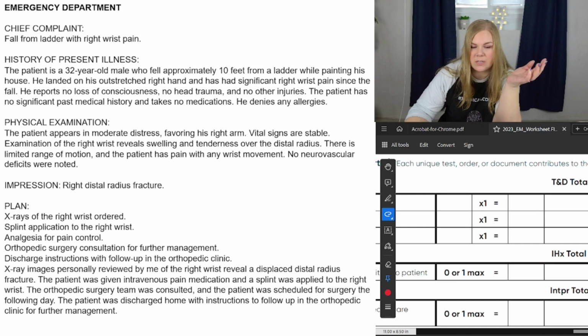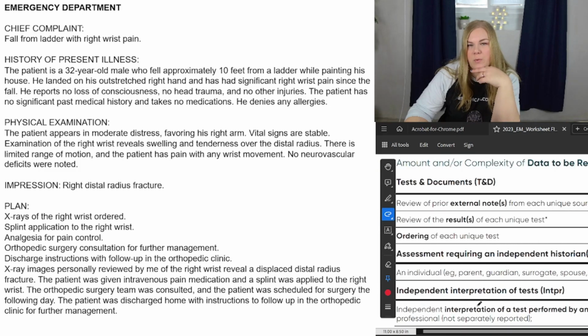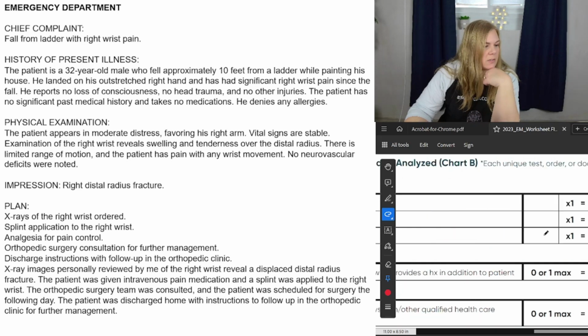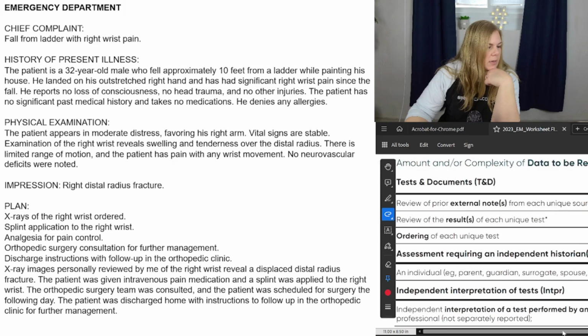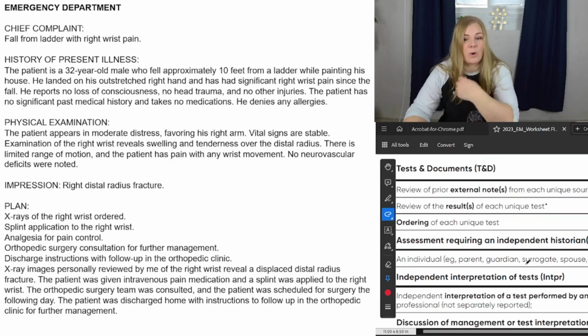Now, since he ordered the test, though, that doesn't really count as a unique test because they're not from someone else. And again, this is probably going to be one of those situations where the data is not going to make much of a level difference. But we will get credit for the one that we ordered. So there's one. And then we didn't do an assessment requiring an independent historian, no extra history from external sources, independent interpretation of a test.